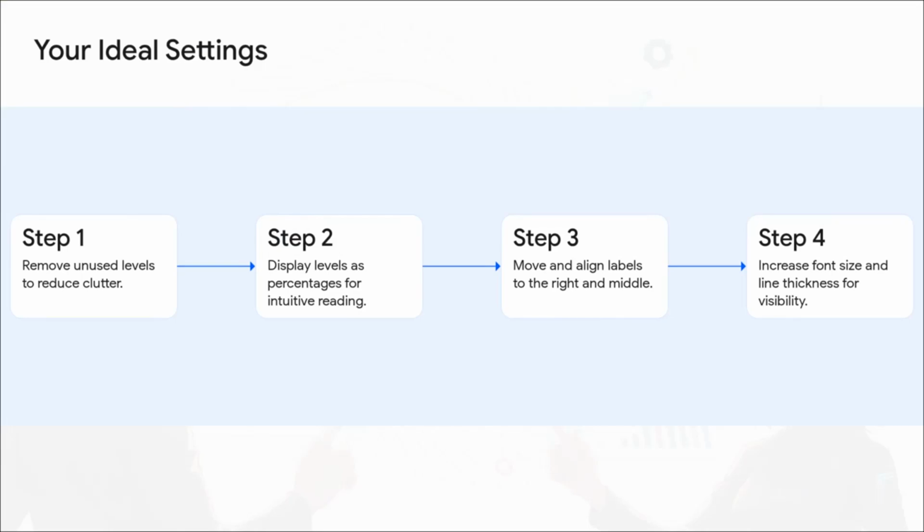First up, just remove any of the levels you don't use. This instantly cleans up your chart. Second, switch the levels to display as percentages. It's just more intuitive. Third, move those labels over to the right and into the middle so they're not covering up the actual price action. And finally, just bump up the font size and line thickness so you can actually see them clearly. Trust me, this little bit of setup makes a huge difference when you're in a live trade.